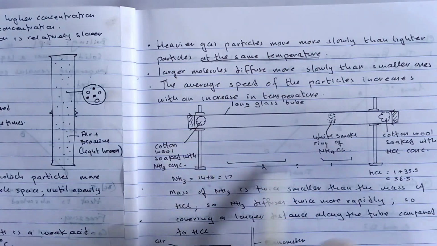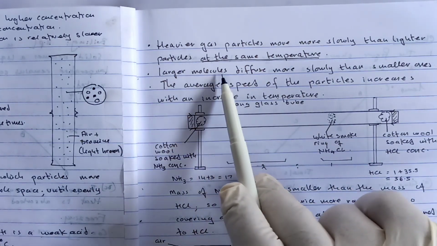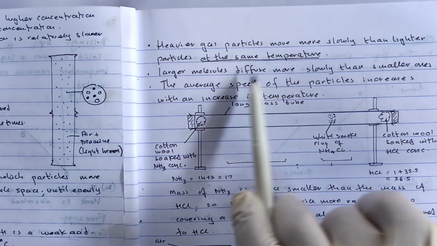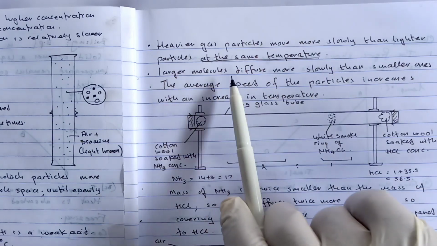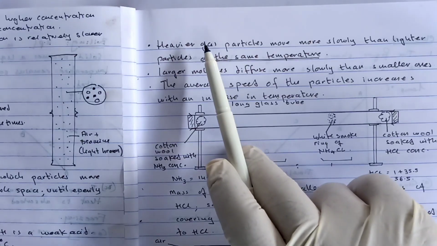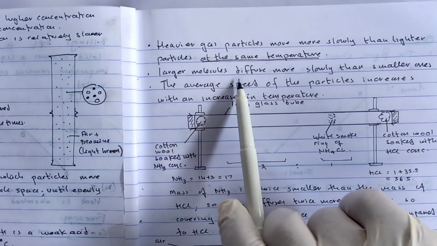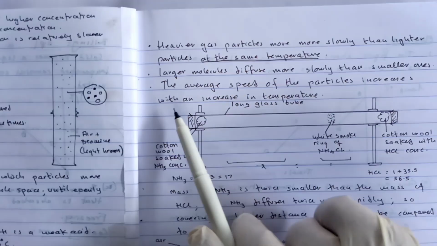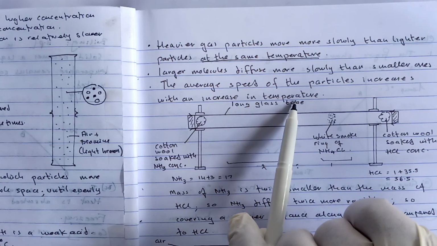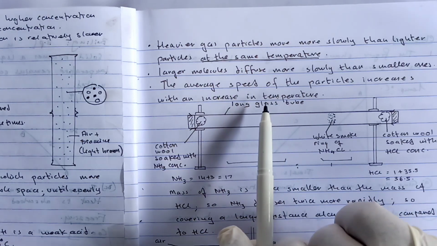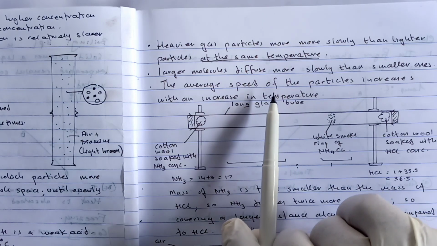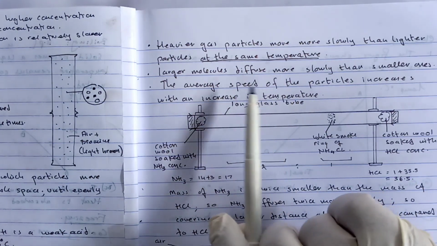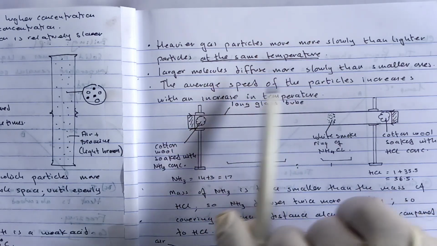Now we are going to do a demonstration for you. Larger molecules diffuse more slowly than smaller ones. So it depends on the mass and the size of the particle. Now the average speed of particles increases with increase in temperature. If a gas is diffusing at a lower temperature and then you increase the temperature, the rate of diffusion will be faster.